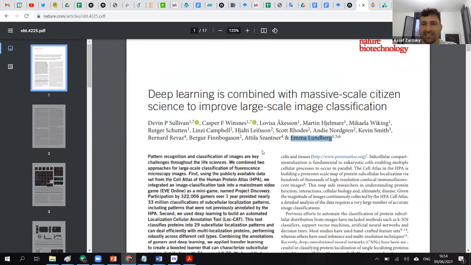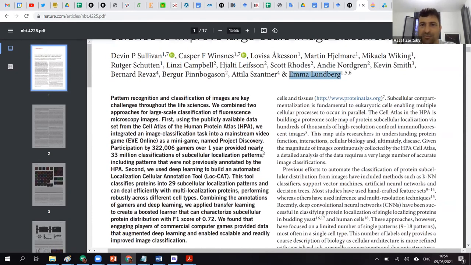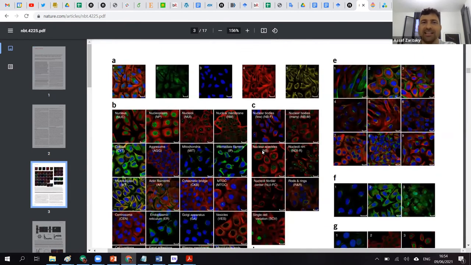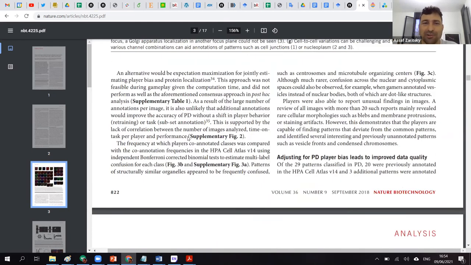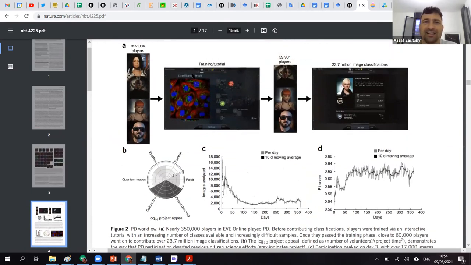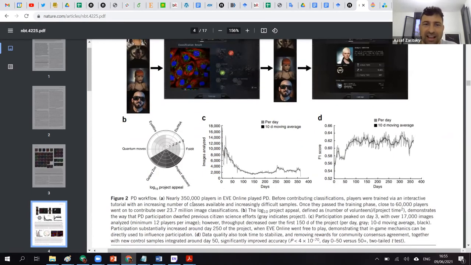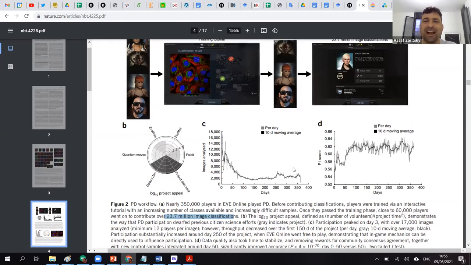And let's see. They created the computer game. Yeah, so these are the data, and the gamer had to annotate them eventually. They had a training tutorial for the players. And then from that, you see that they had 350,000 players that contributed to 23.7 million image classifications. I don't remember where they have the number here, but they calculated the time that people spent on it, the labor that they got from people playing this game and actually annotating images.